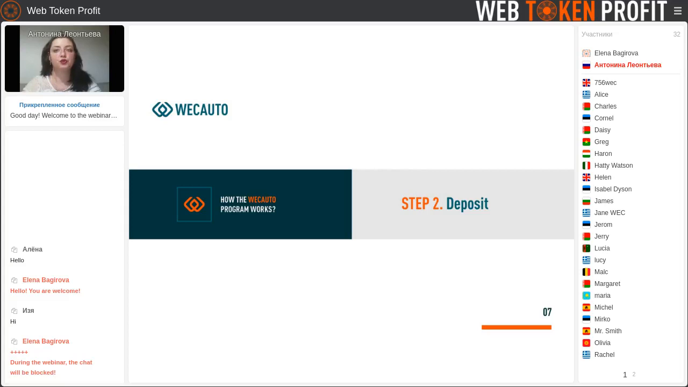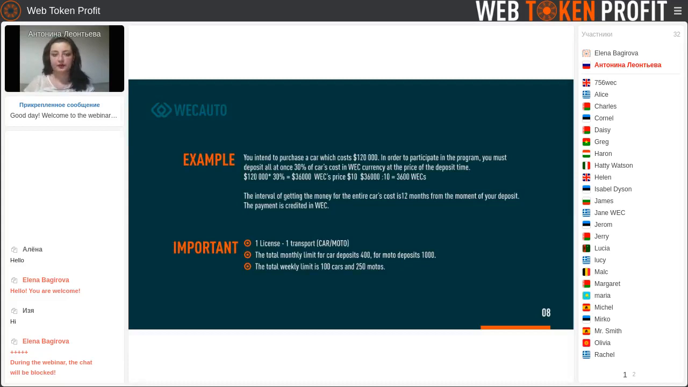For example, if you bought a license on the 25th of March this year, and make a deposit next month, the term of the deposit begins exactly from the date of contribution, the day when you make this deposit. Clear. Next.